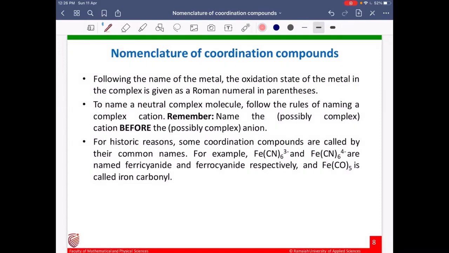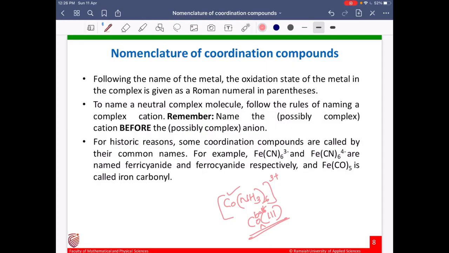Following the name of the metal, the oxidation state of the metal in the complex is given as a Roman numeral in parentheses. For example, you have a complex ion like Co(NH3)6. So we have to find what is the oxidation state of cobalt. If it is 3, we will write the Roman numeral 3 just after the name of the metal atom or metal ion. So we'll write cobalt(III).